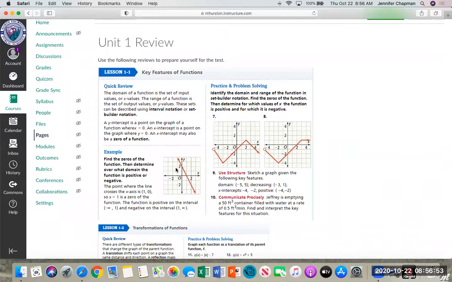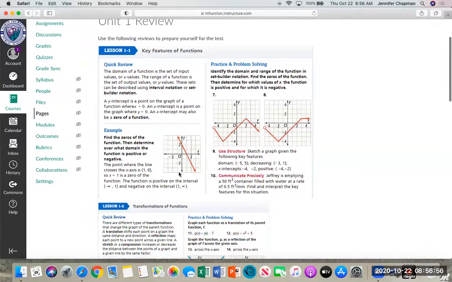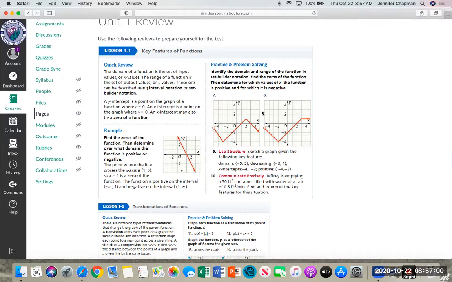But this is just exactly what's there, so you're more than welcome to just access it here. Just a quick review, an example of what they're talking about, and some practice problems just to jog your memory from these lessons.